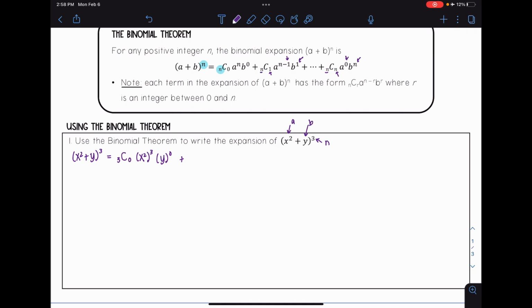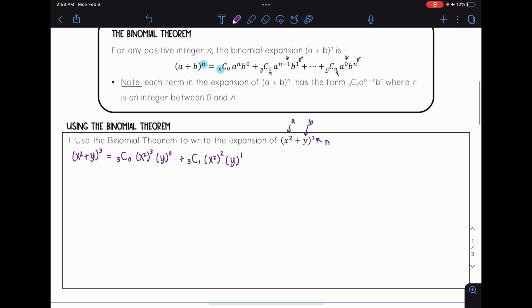And so for this pattern, remember, I'm going to add 1 to my r in the combination. So now this is going to become 3c1 instead of 3c0. I'm going to subtract 1 from the power of a, so this is going to become x squared to the second power. So 3 minus 1 is 2. And then for my y, I'm going to add 1 to the power, so this becomes y to the first. And I'm going to keep on going until my y is raised to the third power, and I have 3c3.